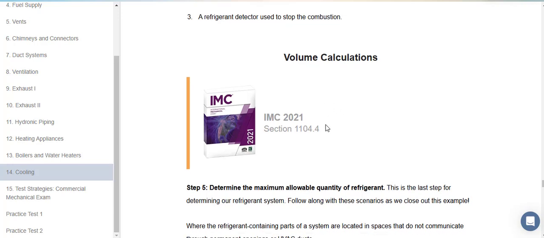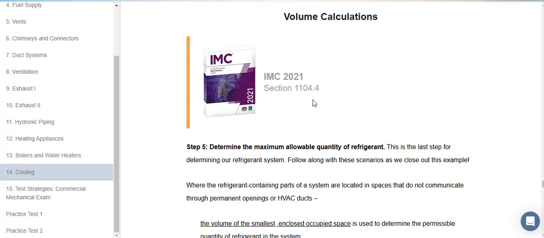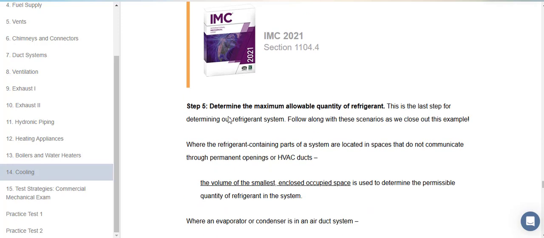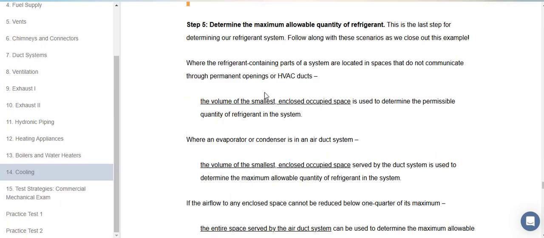Volume calculations. This is International Mechanical Code 2021 Section 1104.4. Step number 5 determines the maximum allowable quantity of refrigerant. This is the last step for determining our refrigerant systems. Follow along with these scenarios as we close out this example, where the refrigerant containing parts of the system are located in spaces that don't communicate through permanent opening or HVAC duct.